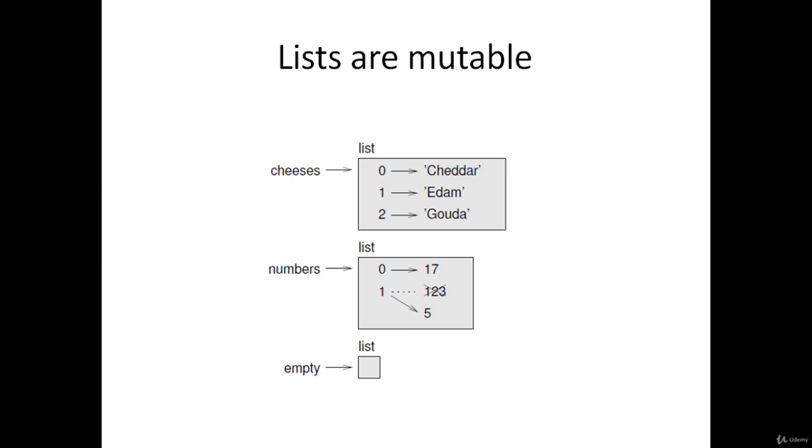List indices work the same way as string indices. Any integer expression can be used as an index. If you try to read or write an element that does not exist, you get an IndexError. If an index has a negative value, it counts backward from the end of the list.